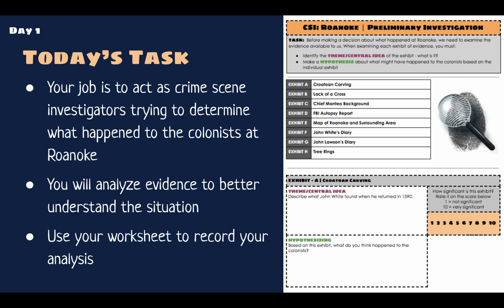So you're going to start today by reading over 4 main scenarios for what probably happened to those colonists, and then start digging into the evidence to help you uncover this mystery.